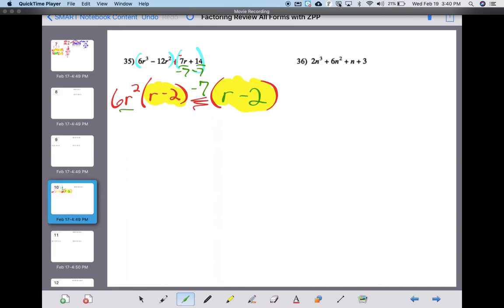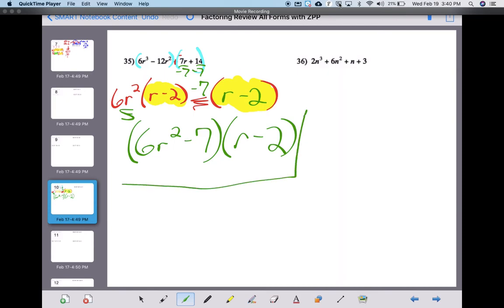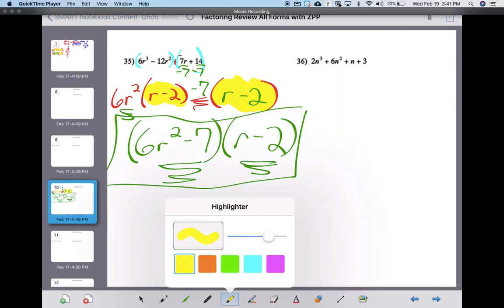Then you just take your GCFs and put them together and multiply them by r minus 2, the common binomial there. So this is the answer, you put a circle around it, check it off to the side. Again, if they rearrange this, if they have r minus 2 first and 6r squared minus 7 second, it's still perfectly correct. What's in the parentheses has to be exactly the same, but the order of the parentheses doesn't matter with multiplication. And you can check that because when you multiply this back together, if you were to FOIL it on your test, you'd see that this equals the polynomial up top.